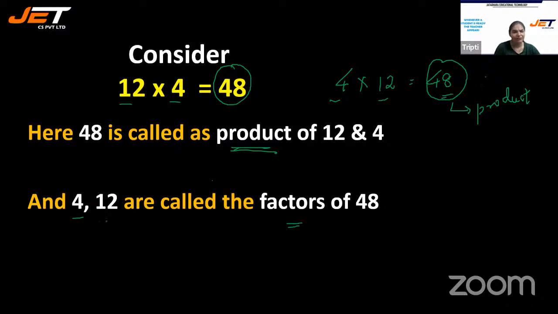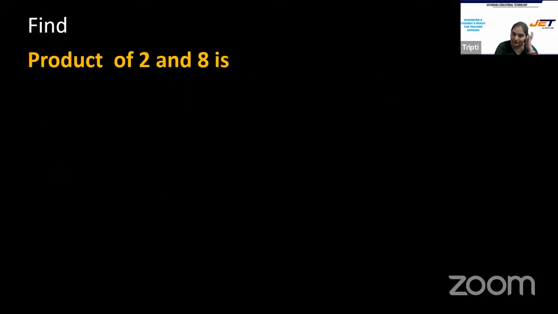You can also call it a multiple. And 4 and 12 are called the factors. Factors of 48 are 4 and 12. Or the product of 4 and 12 is 48.